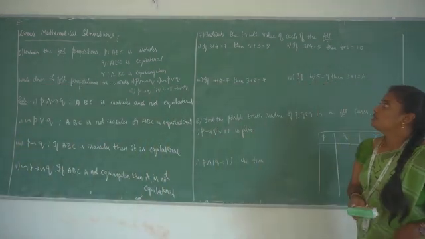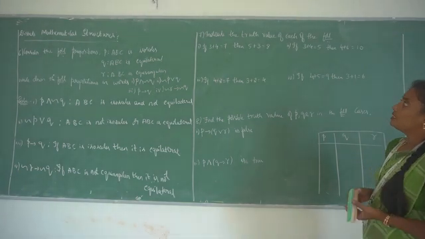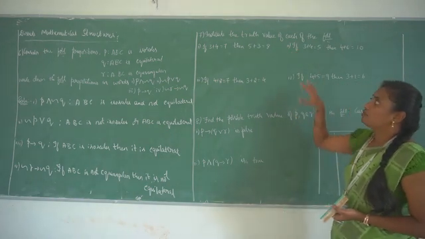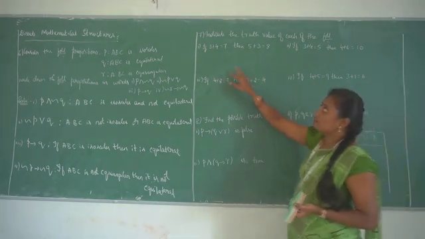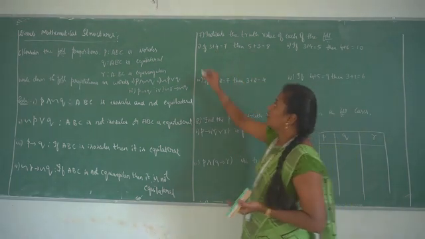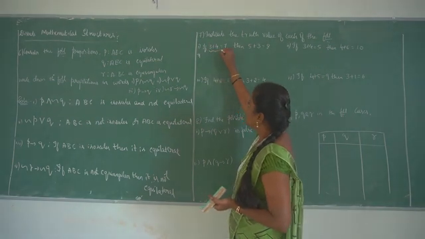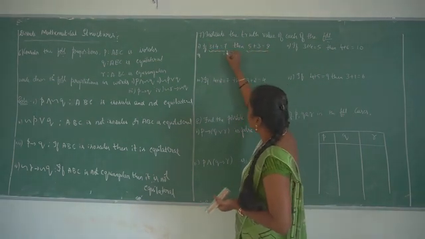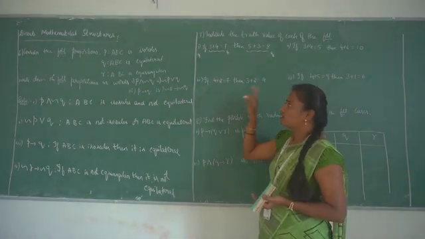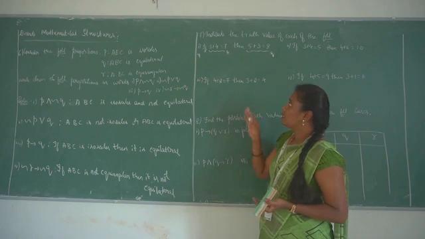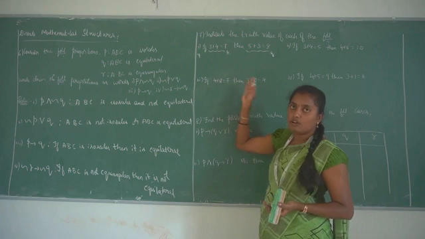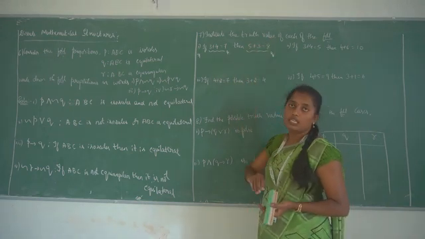The next problem: indicate the truth value of each of the following. There are four statements. We have to indicate the truth value of the given statement. The first statement is: if 3 plus 4 is equal to 7, then 5 plus 3 is equal to 8. Let us represent the first statement as P and the second statement as Q. In all four questions there are two statements. Represent the first one as P, the second one as Q. Based on whether the result is true or false, we write the truth value of the given statement.